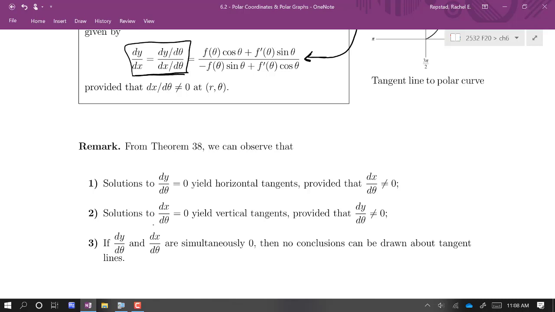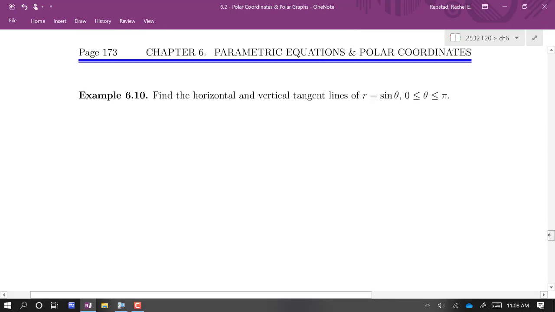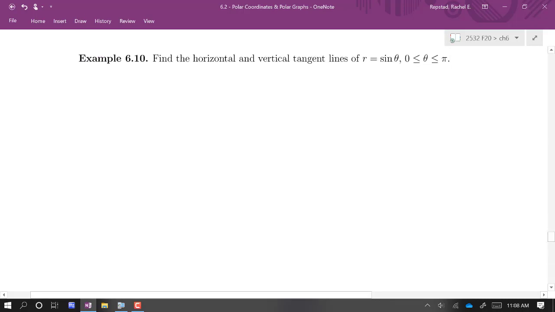So we're going to do an example. We're going to find horizontal and vertical tangent lines for this curve, r equals sine θ on the interval from 0 to π. Okay, so the first thing I need is the parametric form, right? I need to get the rectangular coordinates equations, which is just to represent this curve parametrically.